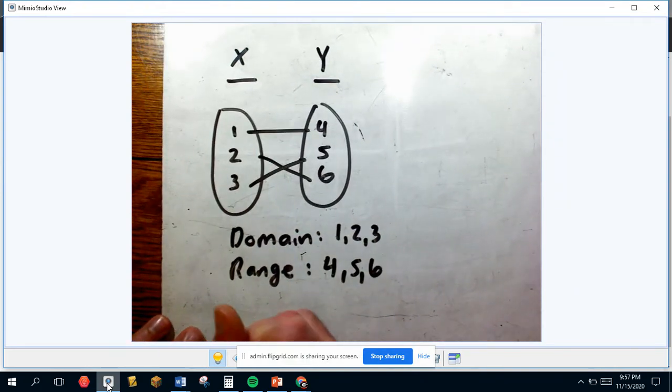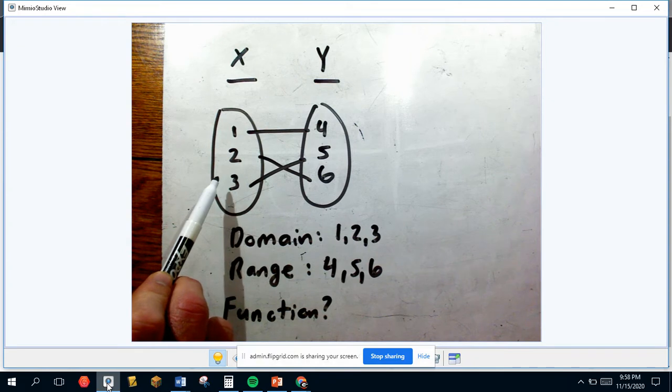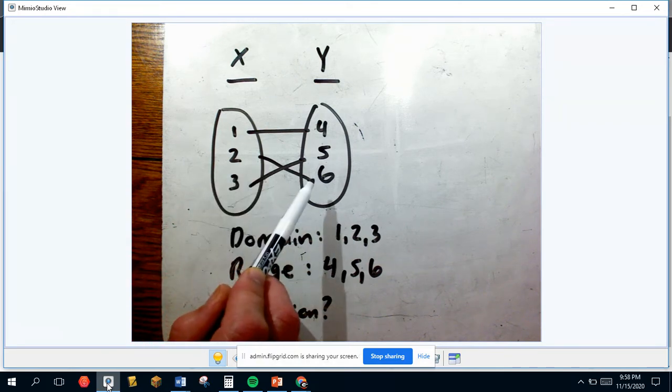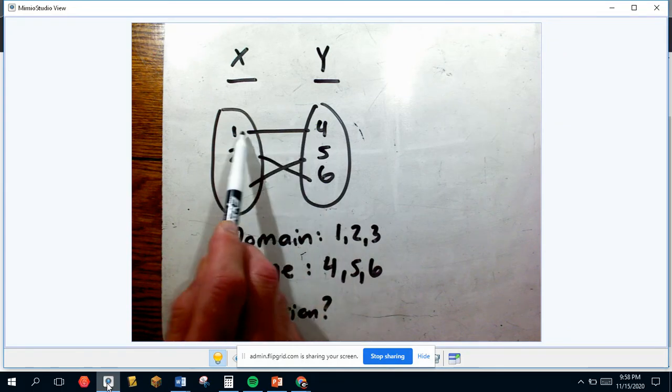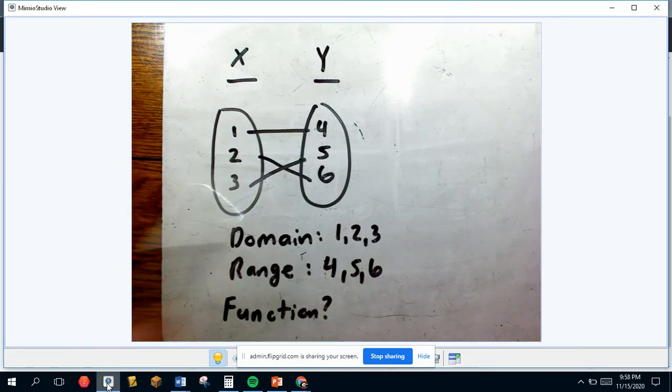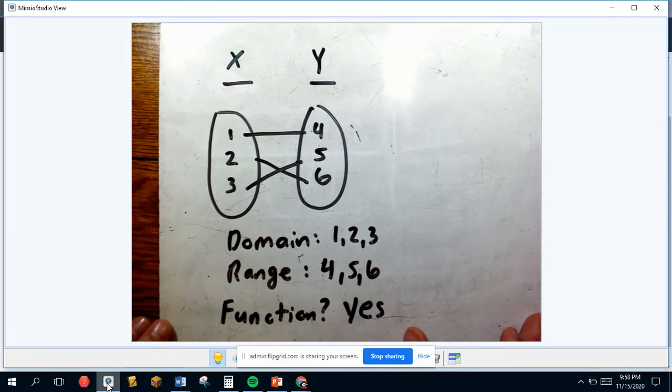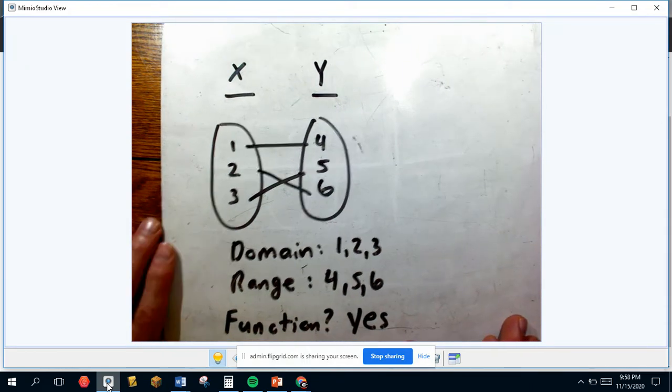You're also going to be asked, is this picture a function? It's a function if every number on the left corresponds to exactly one number on the right. So here 1 corresponds to 4, 2 corresponds to 6, 3 corresponds to 5. So yes, this is a function. We'll show you other examples that are not functions in a minute. So that's our first example.